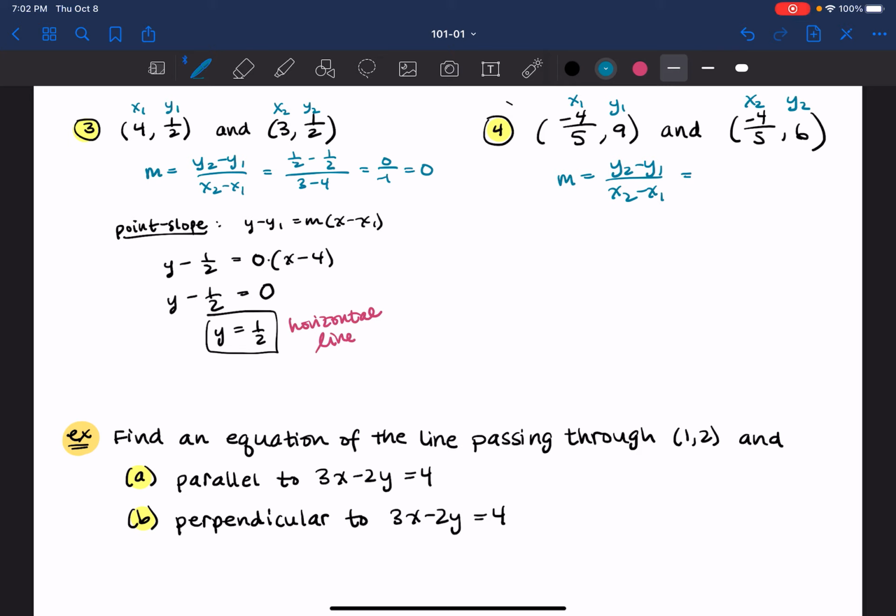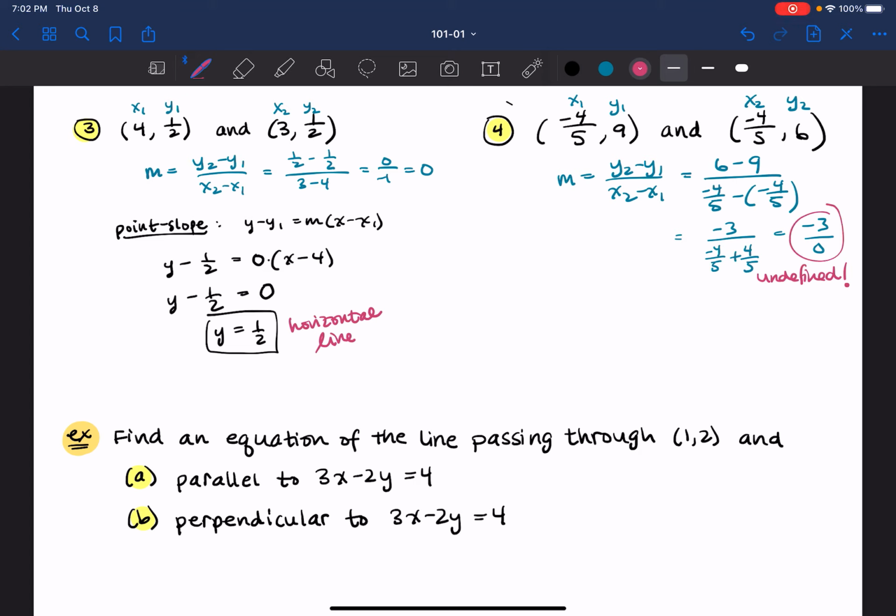Okay, y2 minus y1. That's 6 minus 9. Then we've got negative 4/5 minus negative 4/5. 6 minus 9 is negative 3. This will be negative 4/5 plus 4/5. That looks like it's 0 in the bottom. So this is undefined slope.